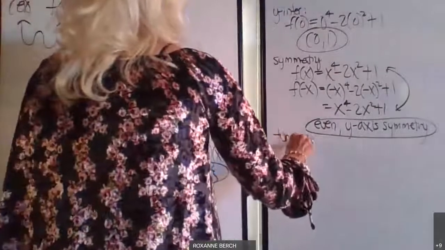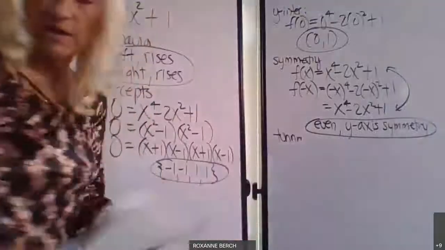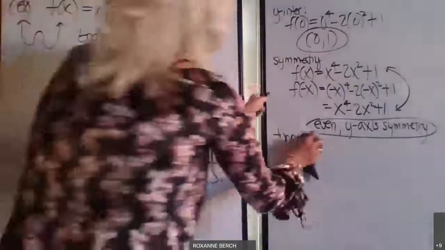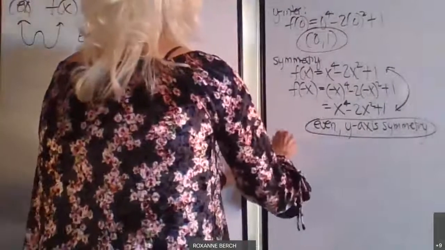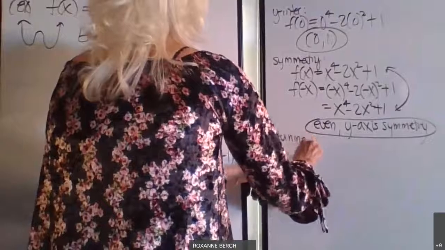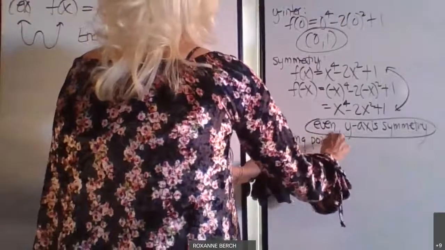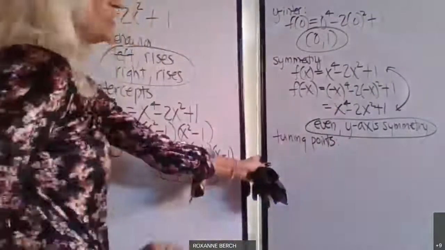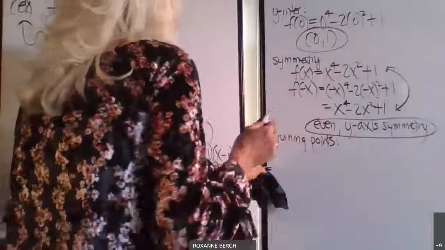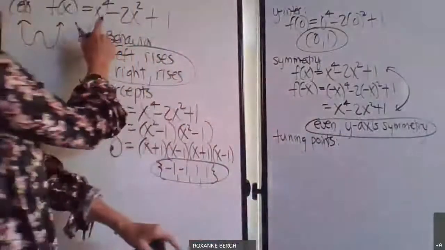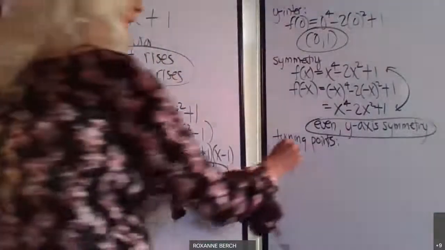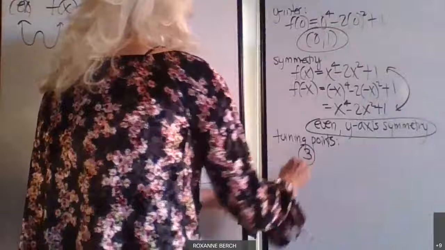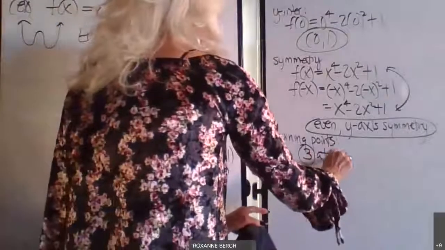Remember, the number of turning points is 1 less than the degree. Page called them waves. I like that. So the number of turning points, if we have a 4th degree polynomial, we have at most 3 turning points, at most.